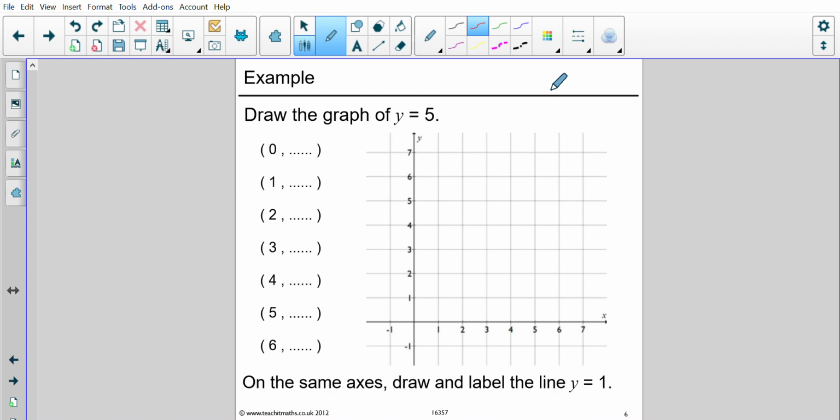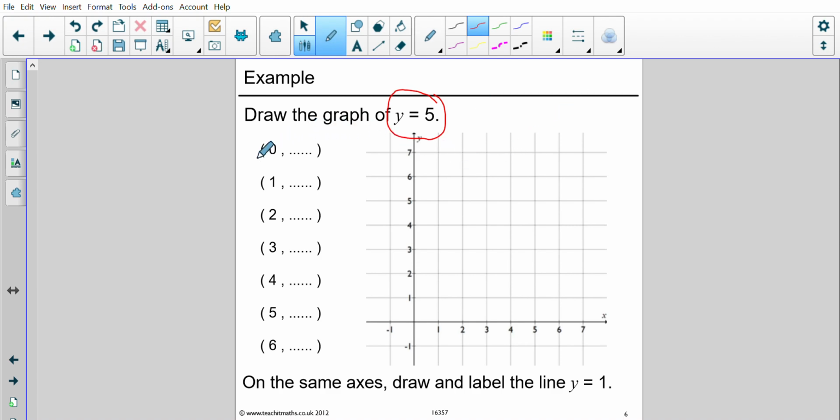Looking at this example, the equation of the line that I want to draw is y equals 5. You can see it's a bit different to the equations we were working with yesterday. There's no x's involved, it's just y equals 5. That's telling me that the y coordinate of every point on this line must be 5. It doesn't actually matter what the x coordinate is, the y coordinate will always be 5.